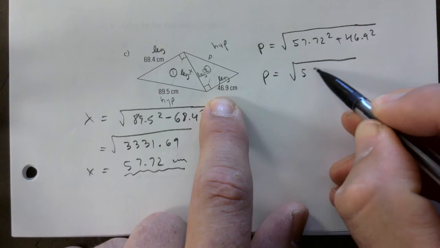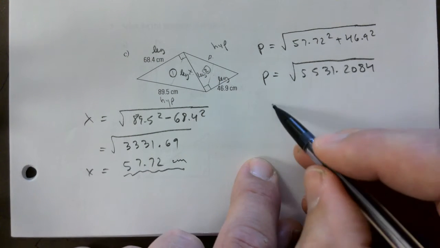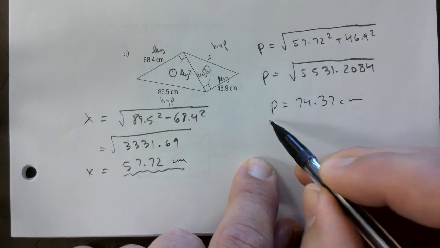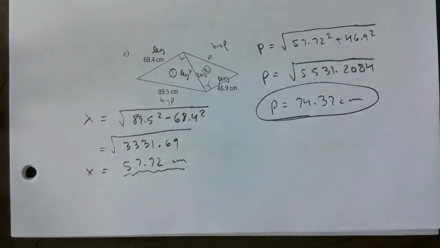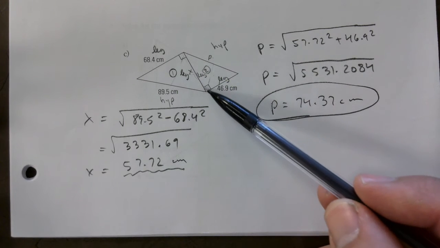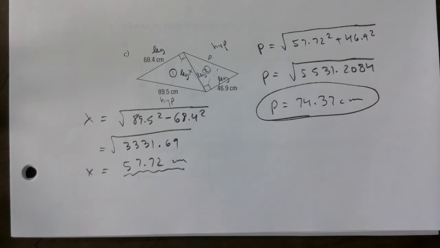And that is 5531.2084. And so P is 74.37. That's the final answer there. So, thinking caps: they could have made this side that is touching this triangle the hypotenuse for the second one. So you just watch out how that is done, okay?